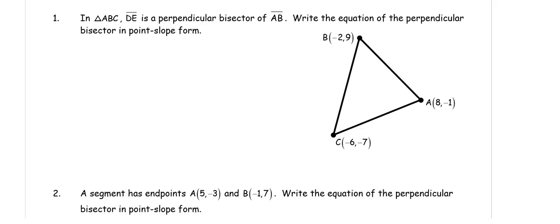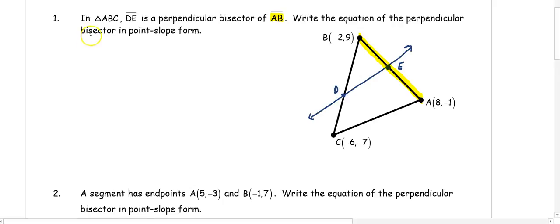So in number one, we have triangle ABC. DE is the perpendicular bisector of AB. So we have a line that doesn't have either point on the triangle that's passing through AB. It doesn't matter which one we call D and E, so we'll just label those. The first thing we need to do is find the midpoint of the segment they told us that it's passing through. So we need to find the midpoint of AB because it's a bisector of AB.